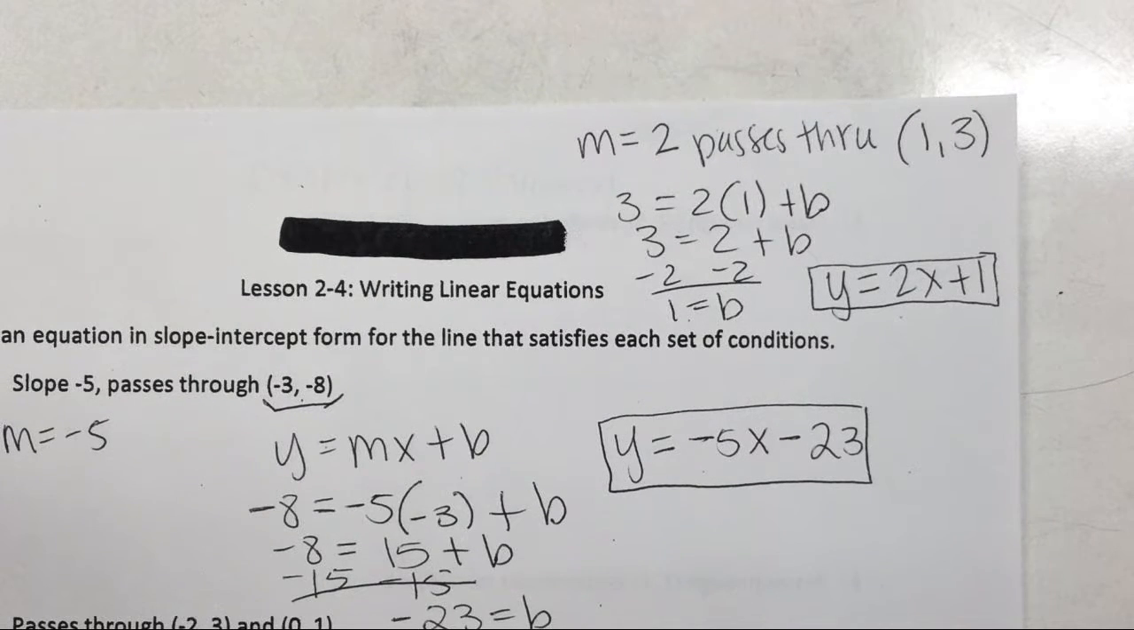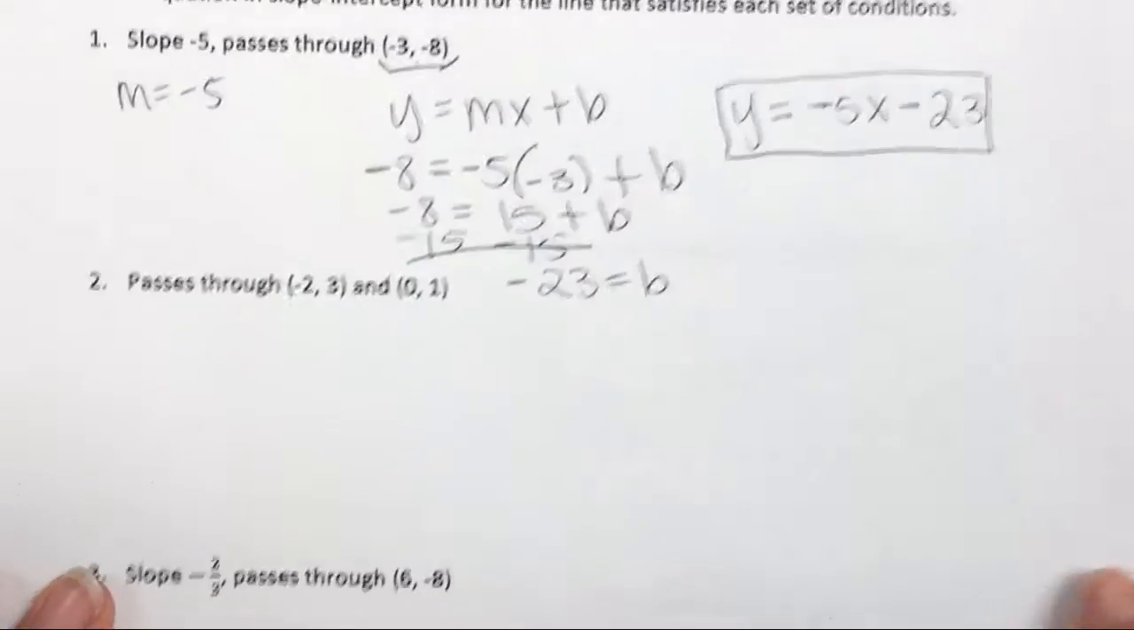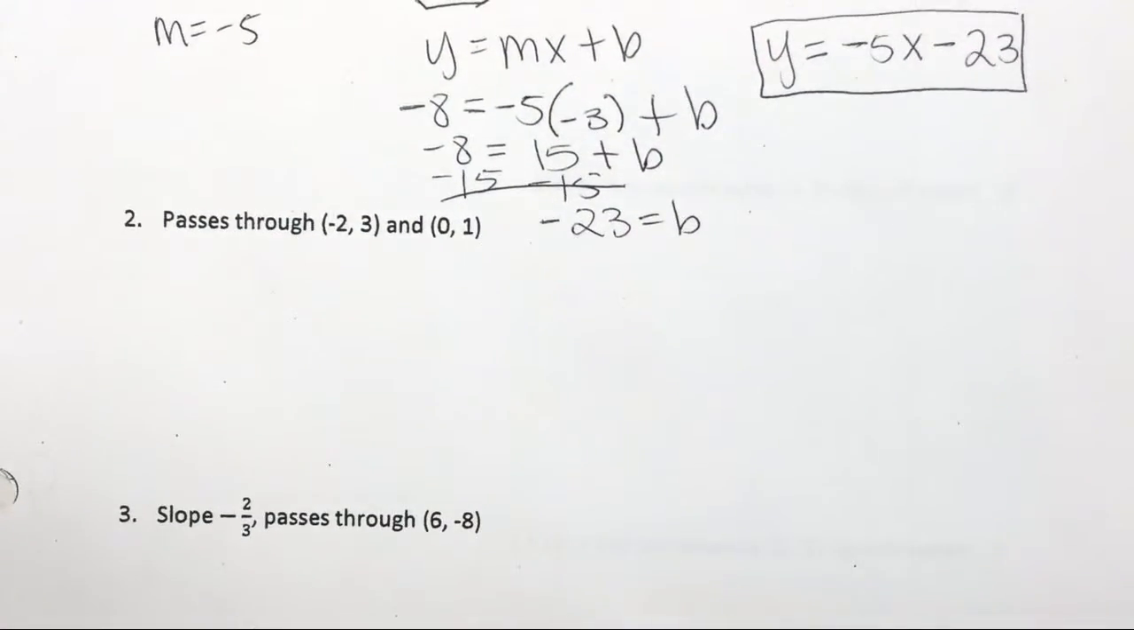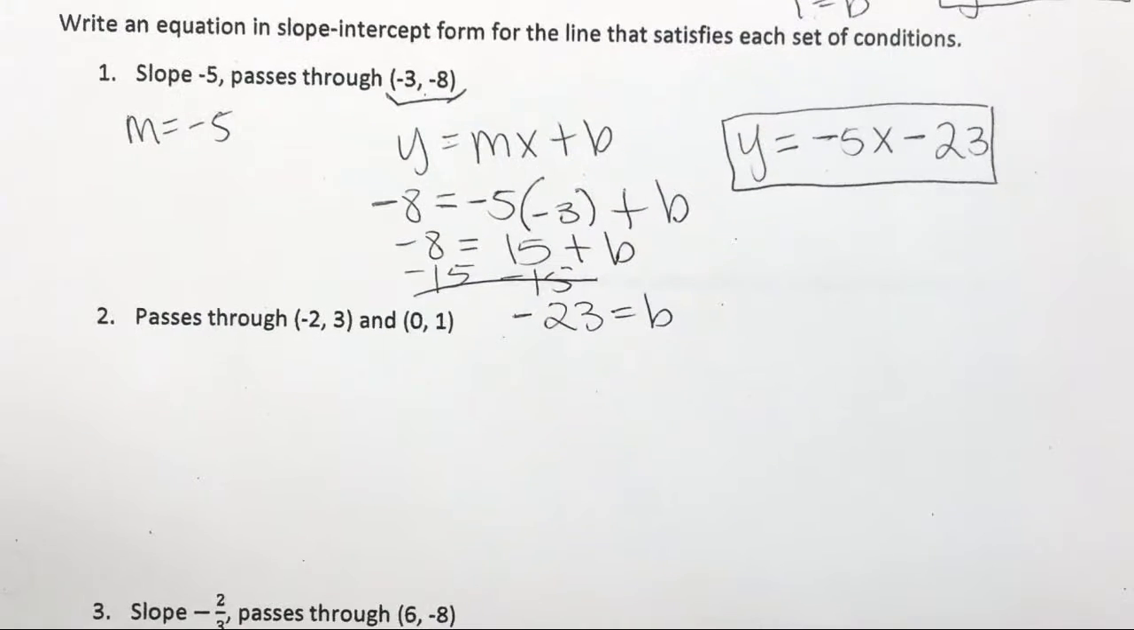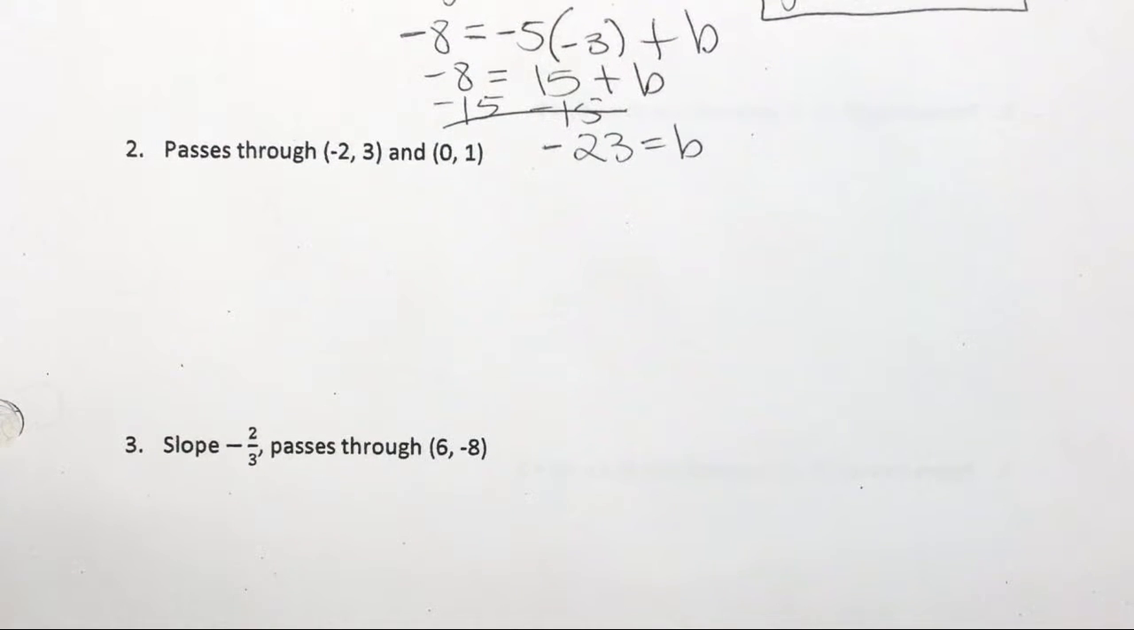Okay. Alright. Next one. So this time they give us 2 points instead of a point and a slope. So, do we have the slope or the y-intercept in this problem? We have the y. Both. We have both? Where's the slope at? No slope, but they have what? Which one is the y-intercept? 0, 1.